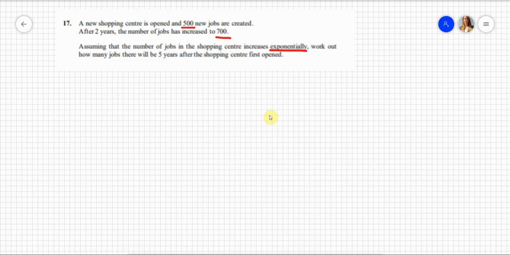If it's increasing exponentially, it means it's increasing by the same scale factor each year. So you're not adding on a constant amount. It wouldn't be 500 plus 100 plus 100. That would be increasing linearly, but that is not exponential. For it to be exponential, it needs to be 500 times something times something. So that's what it means by exponential.